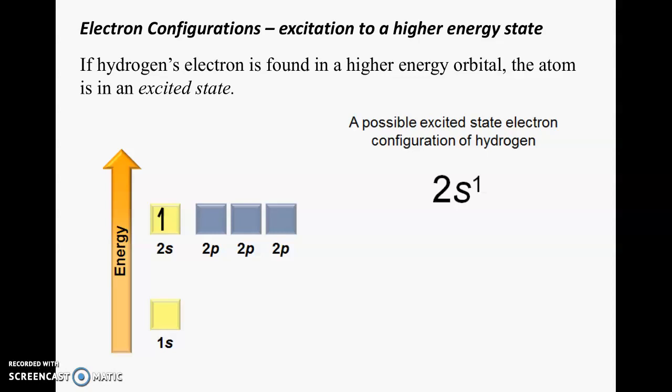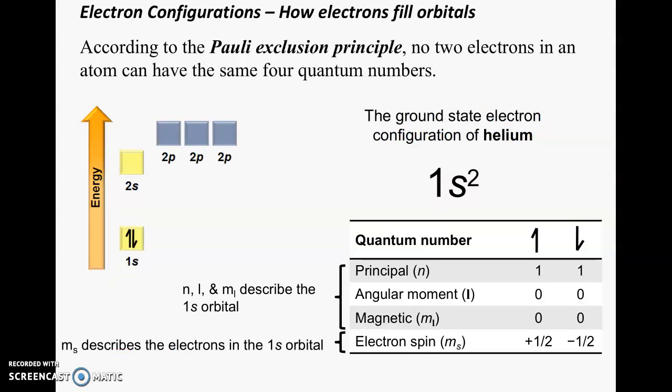Okay, we're going to look at some of the other ground states, though. We're going to start with helium. It has 2 electrons. It's the second element in the periodic table. And I just want to show you the Pauli exclusion principle. It says no 2 electrons in an atom can have the same 4 quantum numbers. They're both in the 1s, and that superscript 2 says there's 2 electrons.